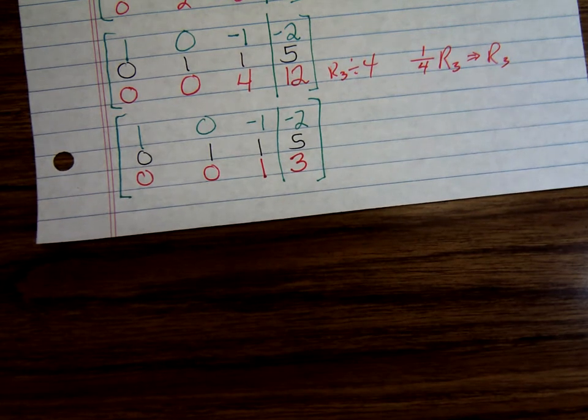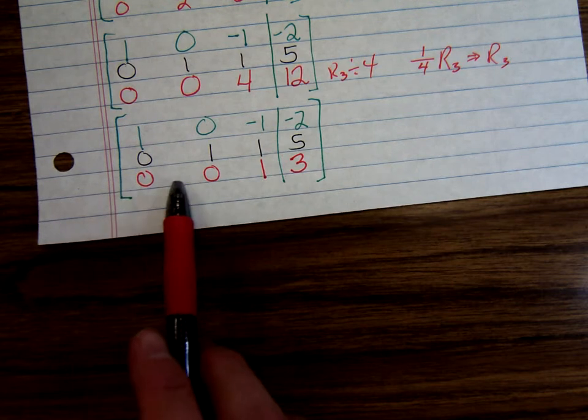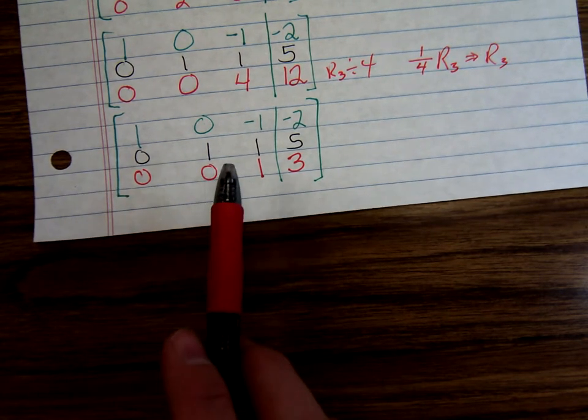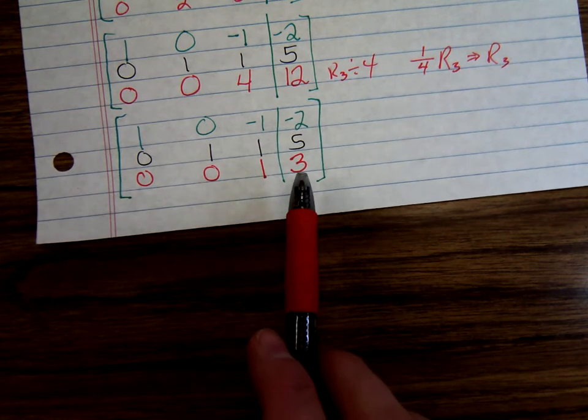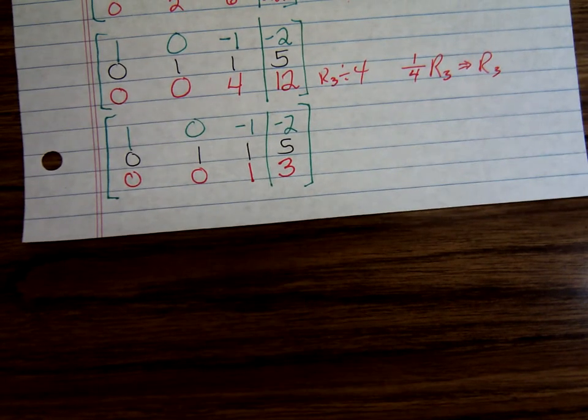If the problem had just said find the solution for z, could someone tell me the solution to z right now? Write this as an equation here. It'd be 0x, 0y, 1z equals 3. Okay? So we have a solution for z if that's all we needed.